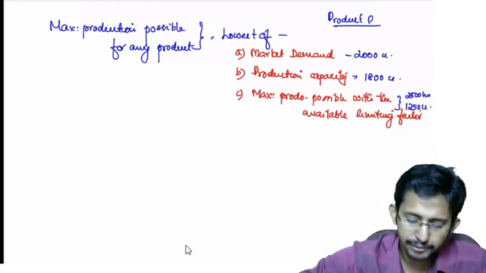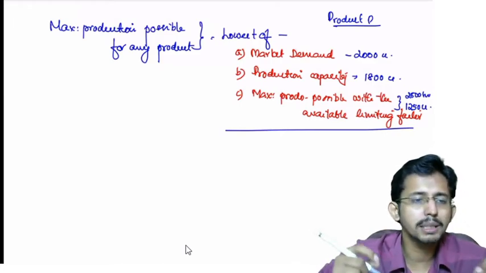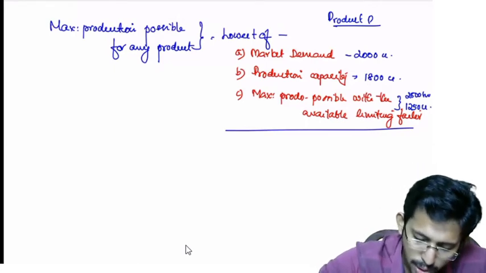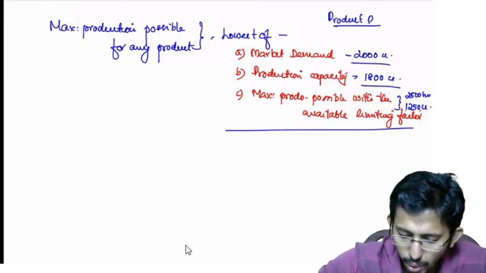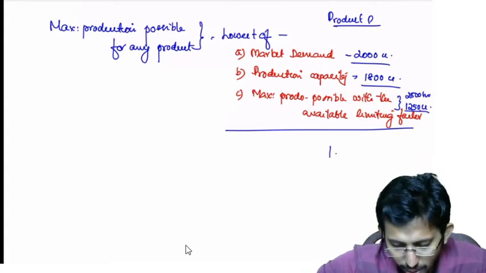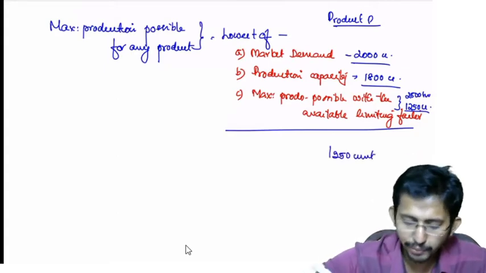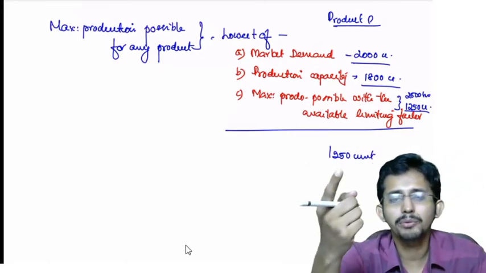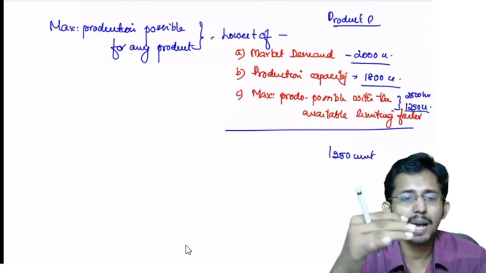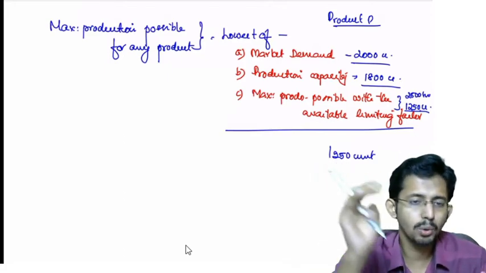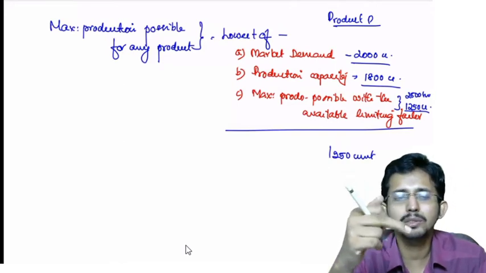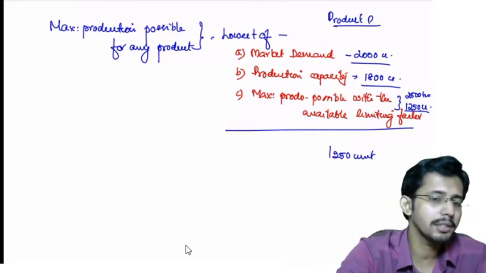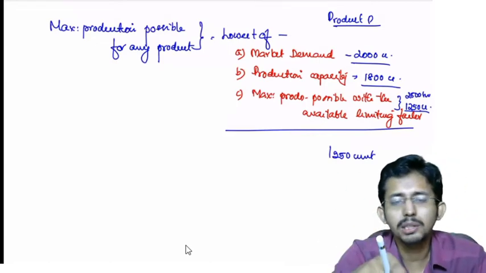So if this is the situation, what is the maximum possible production for product P? It is the lowest of 2000 units, 1800 units or 1250 units. So which is the lowest? 1250 units. What does it mean? Even if you have a market demand of 2000 units, you can't produce 2000 units. Why? Because the production capacity for product P is only 1800. So out of market demand and production capacity, whichever is lower, that should be the production. Now, agreed, you have a production capacity of 1800 units. But in this case, can you produce 1800 units? No.